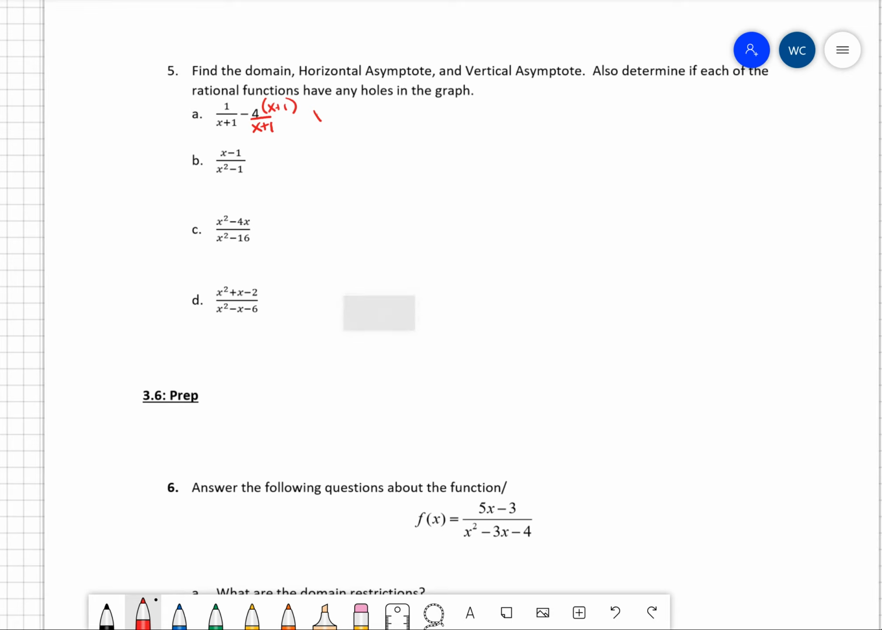I'm going to have to take that denominator, x plus 1, and set it equal to 0 and solve so that I get x cannot equal -1. Because if it did, I would have a 0 in my denominator, and I cannot have that. And because if I were to work this problem out, nothing would cancel out top and bottom, so I know there are no holes.